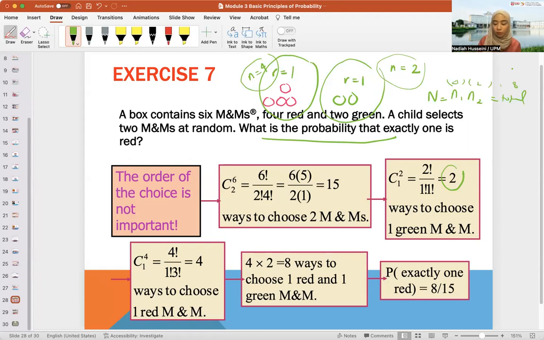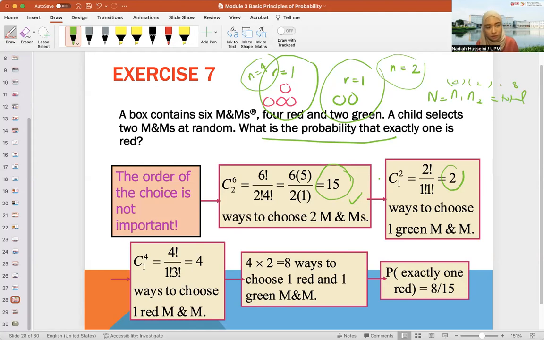Okay, so what are the chances of selecting 1 red and 1 green? The frequency of that happening is 8. What is the total number of selecting M&Ms? Selecting 2 M&Ms from the 6. This is where you get the combination of 6 choose 2. You don't really care if it's 1 red M&M or 1 green. You just want to know how many ways can you select 2 M&Ms out of the 6. So this is where you get the 15.